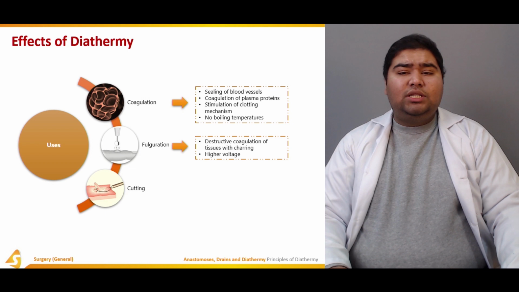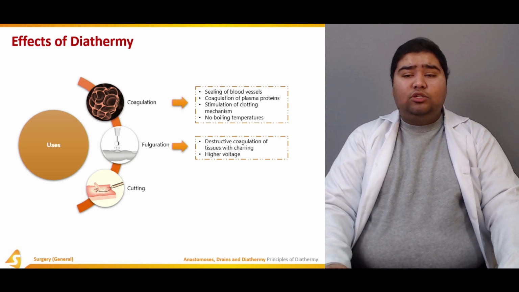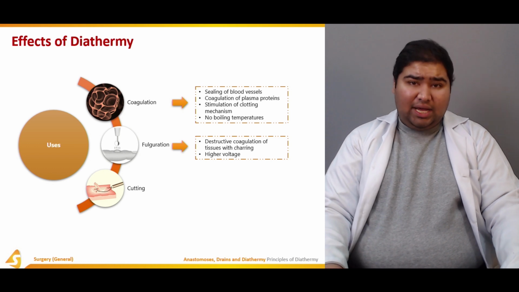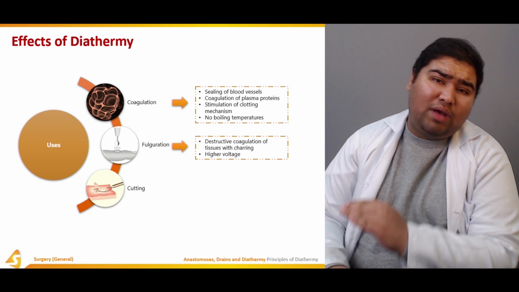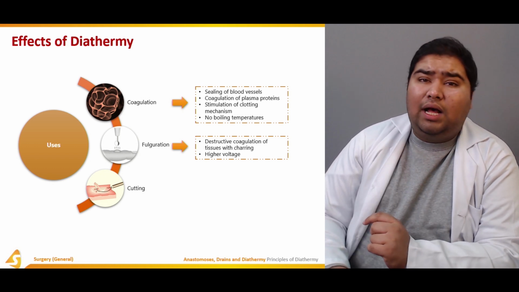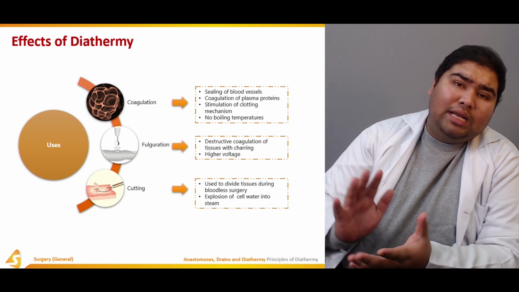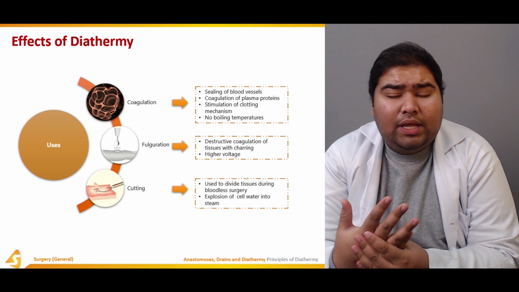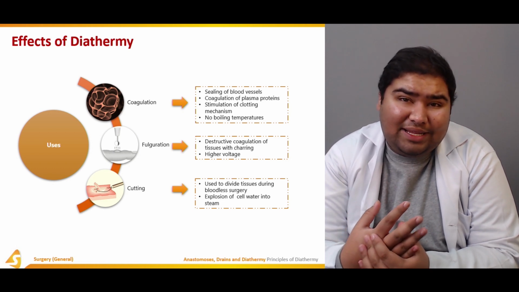Now in fulguration, there is destructive coagulation. That is, there is extensive coagulation of tissues with charring as well. It is done on a higher voltage when you have to cut through the tissues, deep extensive cutting, and a high voltage is used for this purpose. Now for simple cutting, it is used to divide the tissues during a bloodless surgery.